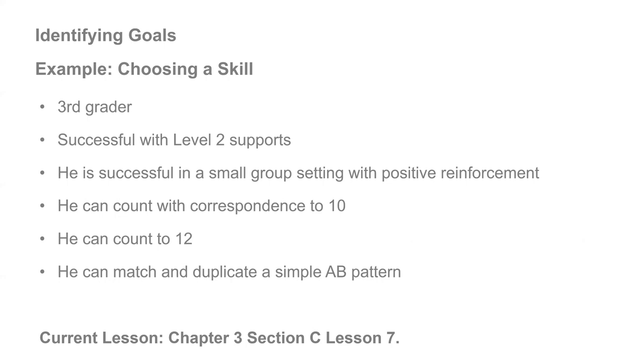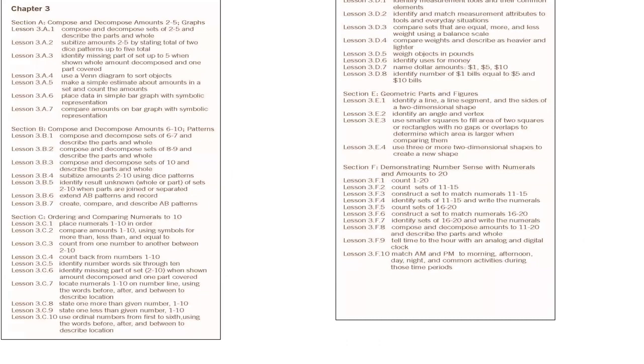He can count to 10 with correspondence and rote count to 12. He can match and duplicate a simple AB pattern. Based on his assessment, he was placed in Chapter 3, and his current lesson is within Section C. The current lesson for the student is 3C7. Locate numerals 1 to 10 on a number line using the words before, after, and between to describe the location.